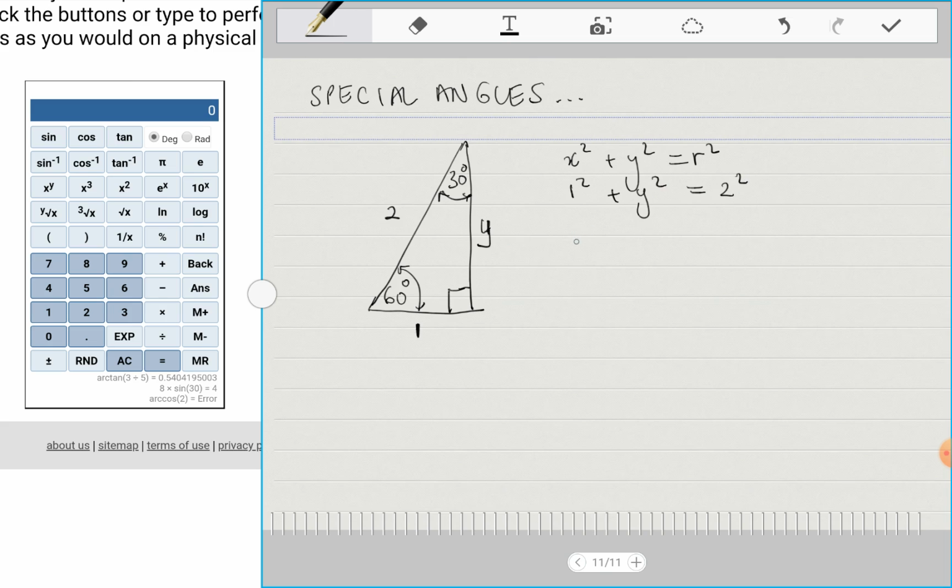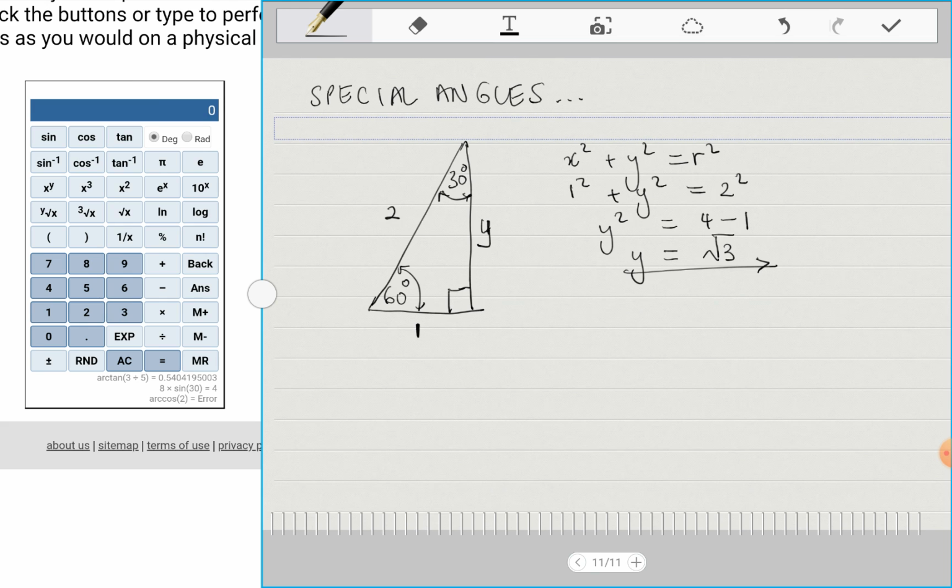If we move things around, we'd get 2 squared, which is 4, minus 1. And if we square root both sides, we get the square root of 3. Here again we're going to take it as positive because we aren't in the Cartesian plane and we aren't dealing with negative values yet, so we take that as positive root 3.